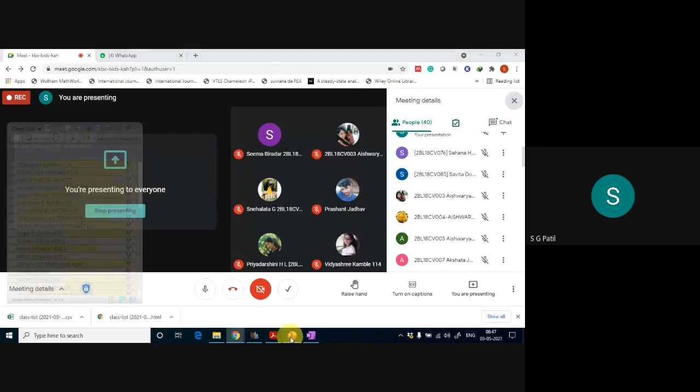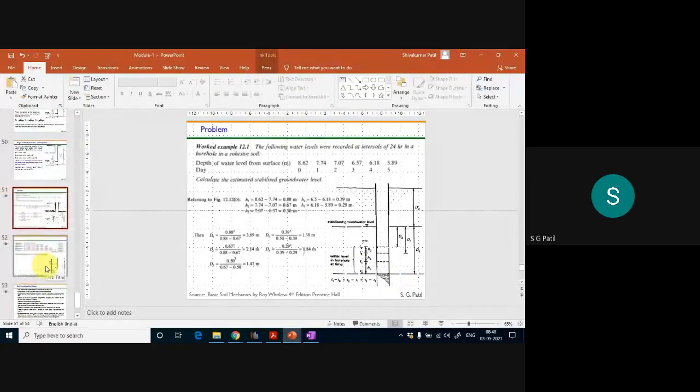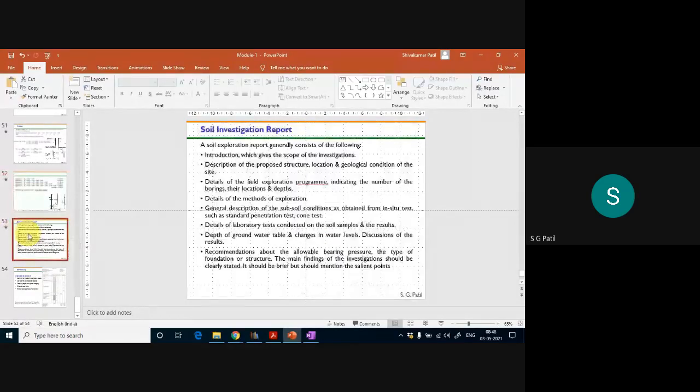Anyway, you have the PPT. I have put this problem in the PPT. Take a pen and paper and try to solve this. Try to understand this problem, then we will go to one examination problem. We will solve one examination problem also in the coming class. Okay, so we are almost towards the end of this topic.